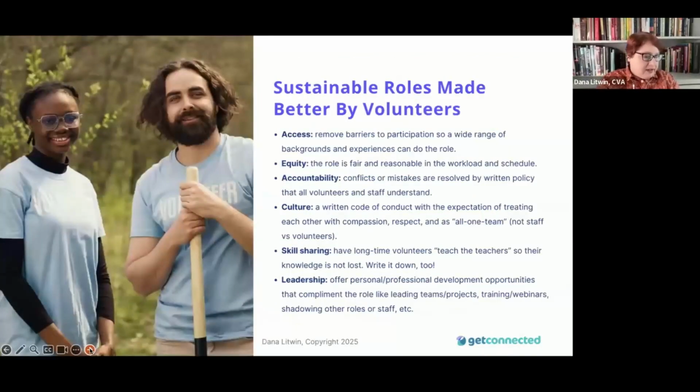So let's dive a little deeper into how sustainable roles are made better by the individual people. And then I'm going to share a little story, and we're going to have time to go over the tool and talk about stuff too.